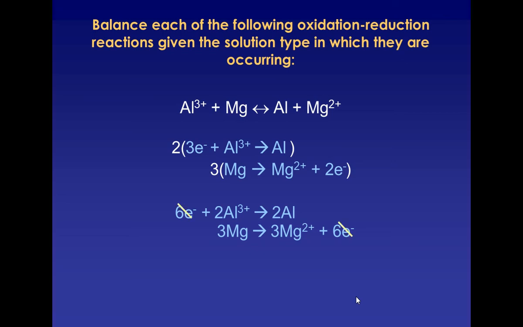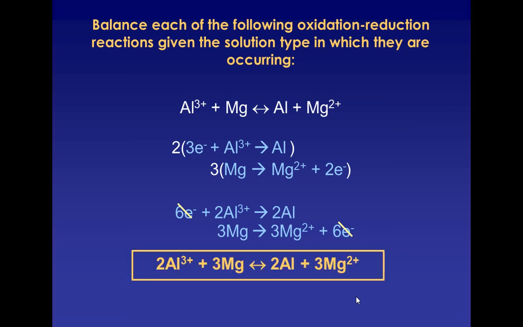The electrons get canceled, and when we combine the two half reactions together, we see that we have 2 aluminum ions and 3 magnesium atoms make 2 aluminum atoms and 3 magnesium ions, +6 charge on the reactant side, +6 charge on the product side. So this would be a balanced equation.